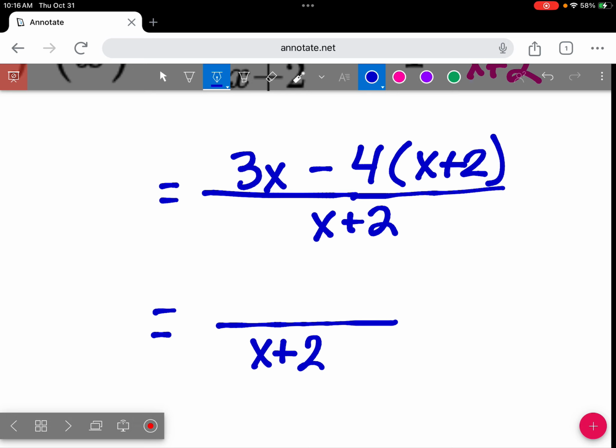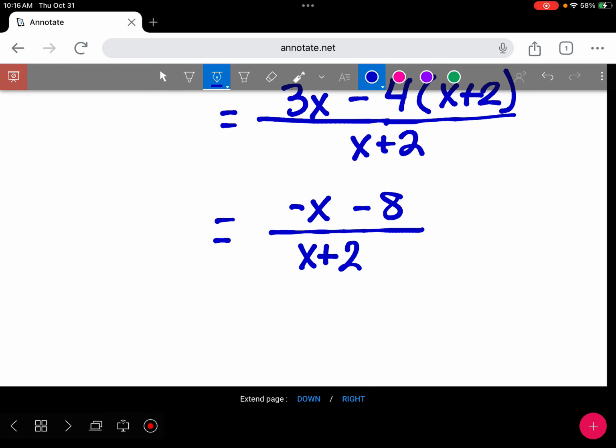Yeah, you're right. I was just giving a second to think. So our 3x minus 4x, we get minus x. And then we have our minus 4 times 2, minus 8. So we have to put it back into fraction form so that we can figure out what's going on with our asymptotes.